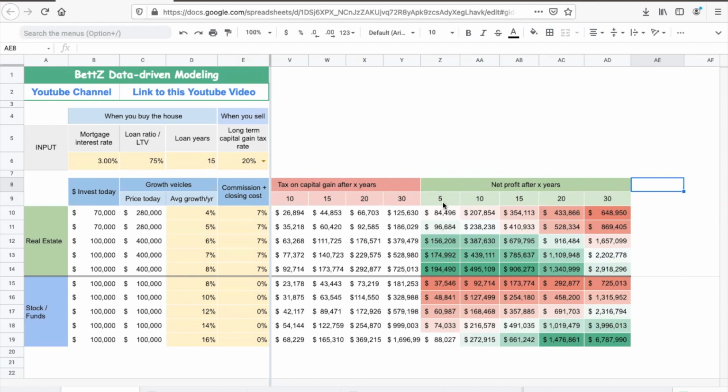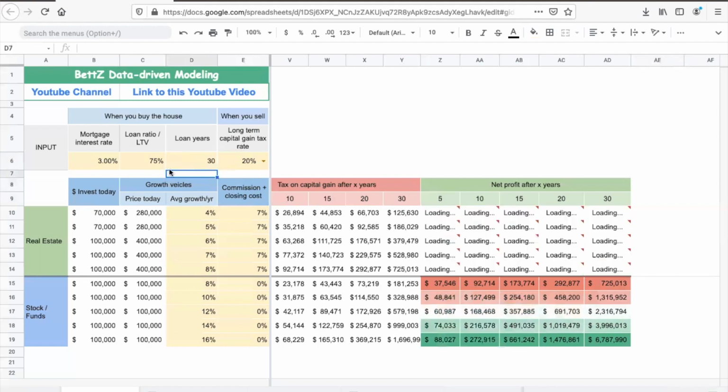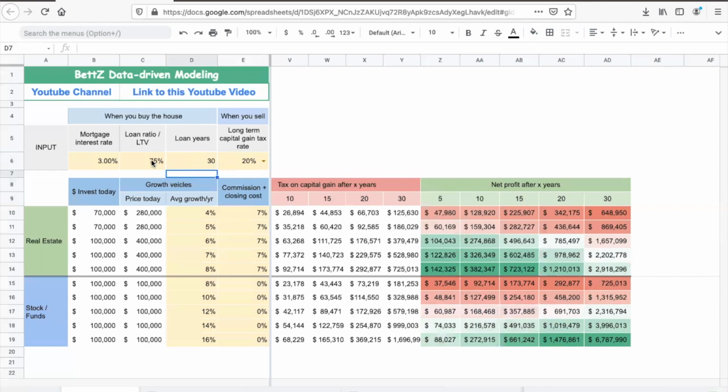Given the most common loan term is 30 years, and it's hard to keep cash flow positive every year if you do a 15-year mortgage, let's change this from 15 to 30. Now the results change a little bit, but didn't change the overall conclusion.